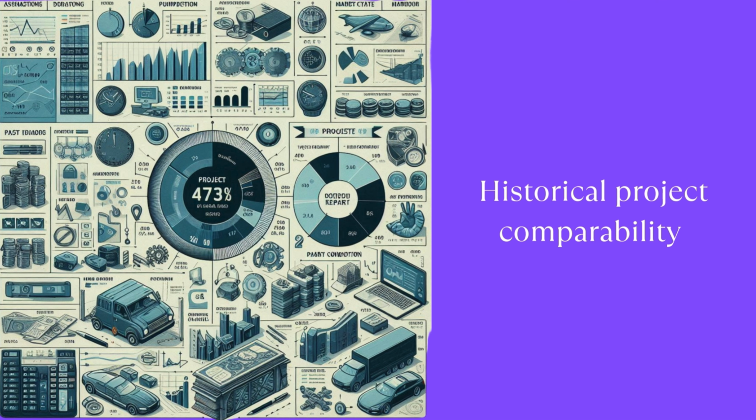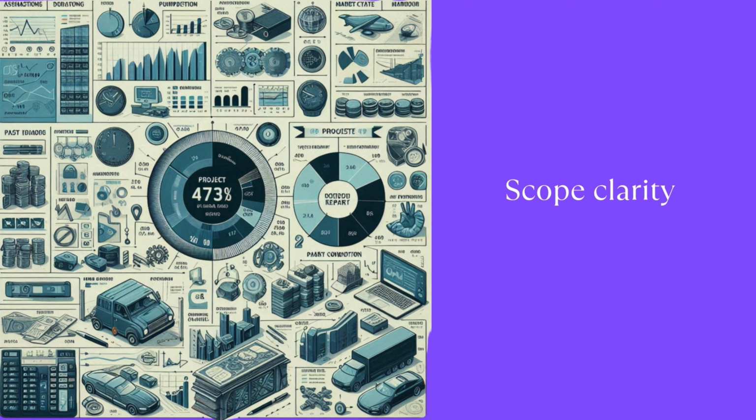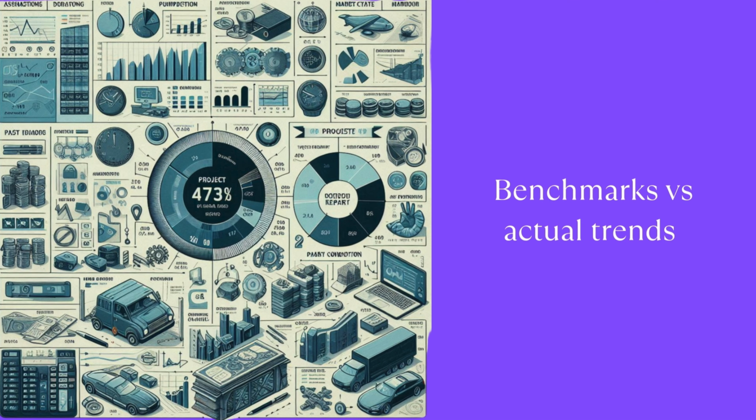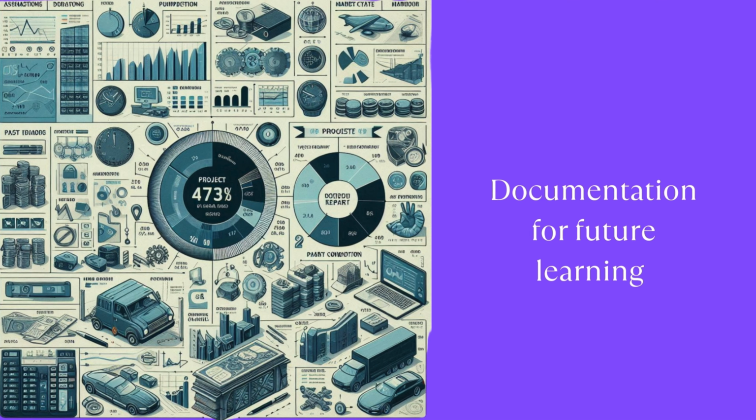Top-down estimating is only as good as the data behind it. Here's what to watch. Historical project comparability. Scope clarity. Assumption accuracy. Escalation and inflation. Risk factors and contingency. Benchmarks versus actual trends. Documentation for future learning. If you can track it, you can improve it.